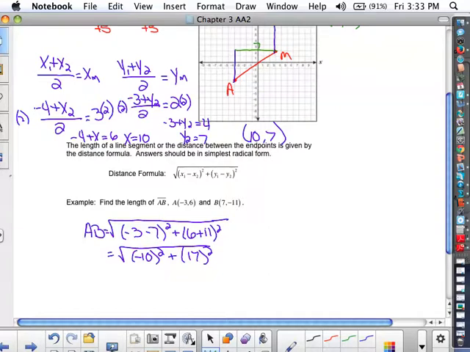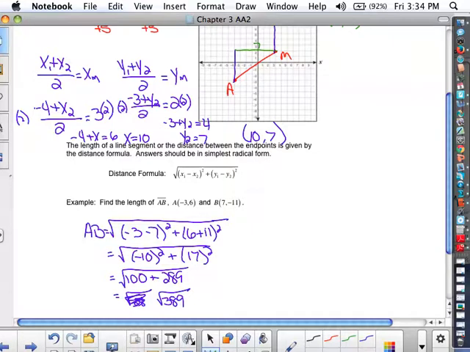Remember, put that in parentheses so that you make that a positive. And then let's see what 17 squared is. 289. So AB is the square root of 389. So that was just a review.